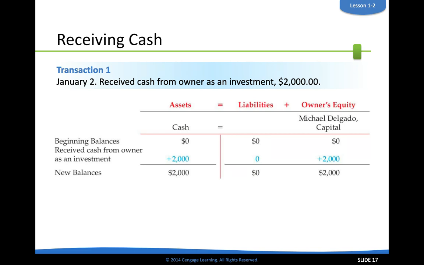The transaction that happens on January 2nd: Delgado Web Services received cash from the owner, Michael Delgado, as an investment of $2,000. So Michael Delgado, the individual, invests $2,000 into the company to get started, because, again, at the beginning the balances are all zero. He just started this business, has no clients, has no revenue, nothing. So Michael Delgado invests $2,000 into the business.